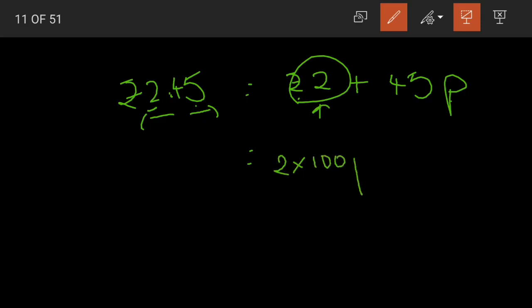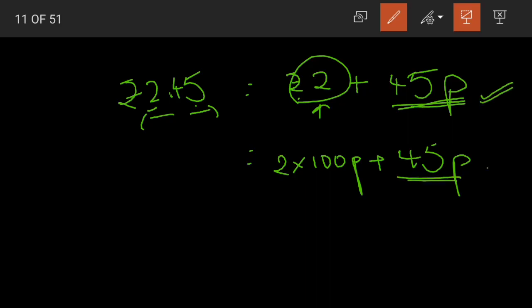2 into 100 paise plus 45 paise is already in paise. Yes, see, it is already in paise. Do we need to convert it into paise again? No. So 45 paise will be written as it is. Understood, children? Suppose you have a pencil that is already sharpened, it has a nice sharp edge. Now will you sharpen it again? No, right? In the same way, here 45 is already in paise, so we need not convert it again into paise. We will leave it as it is.